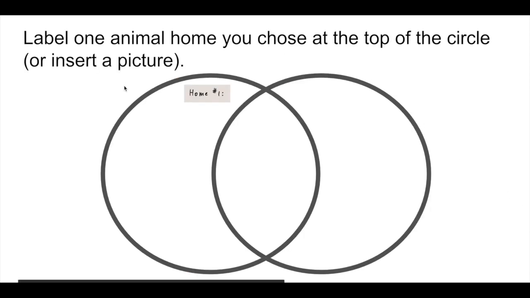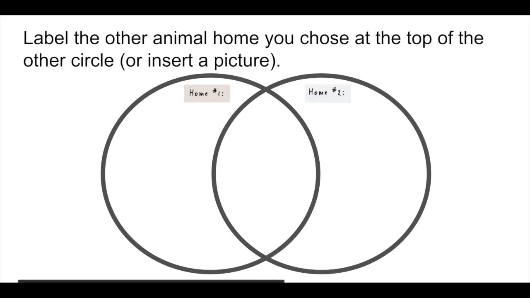Label one animal home you chose at the top of the circle, or you could insert a picture if you have one of those. So this circle will be for home number 1. Label the other animal home you chose at the top of the other circle, or you can insert a picture here. So now you have two animal homes with parts on one side, the other, and a part in the middle.